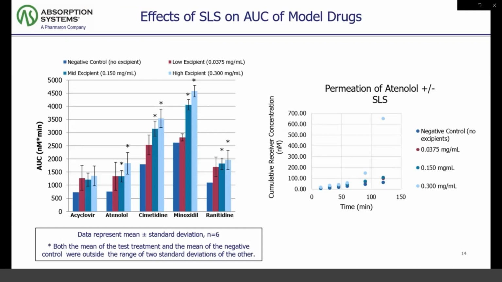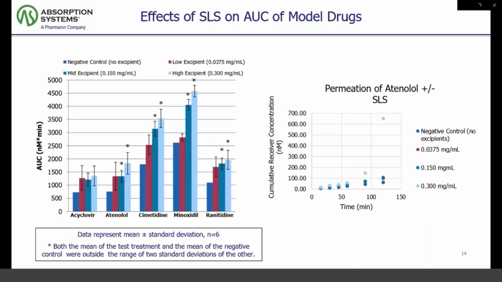Although SLS is a detergent, at these concentrations, it's not destroying the integrity of the cell monolayers. However, if you look at the time course graph, you can see that when we monitor permeation out to 120 minutes, SLS at the highest concentration, 0.3 mg per mL, eventually causes a large increase in model drug permeation at longer time points, probably indicating a loss of cell monolayer integrity.